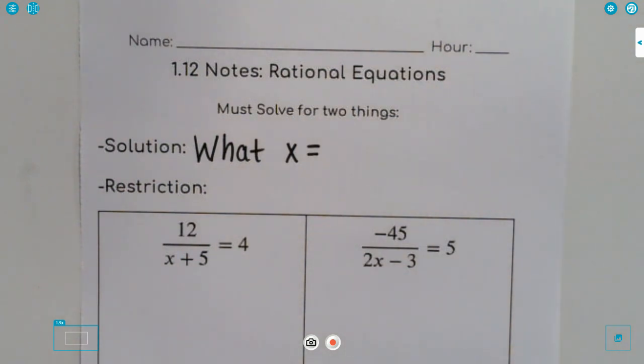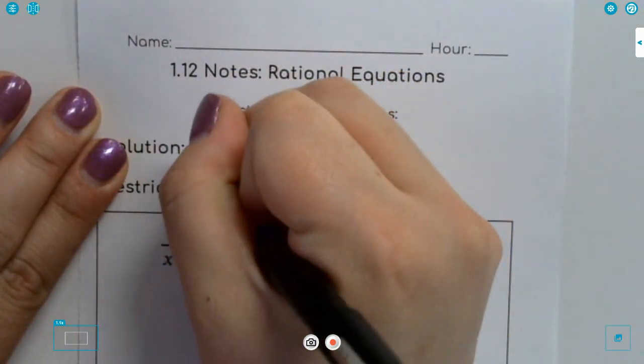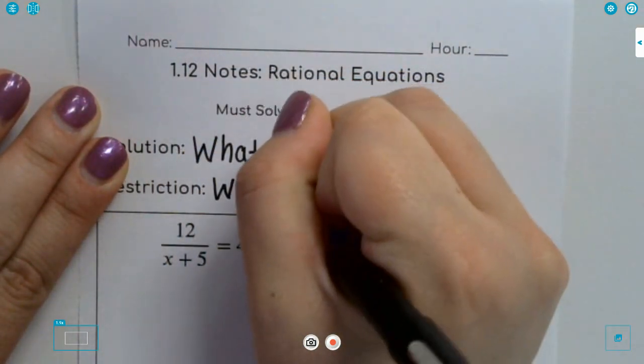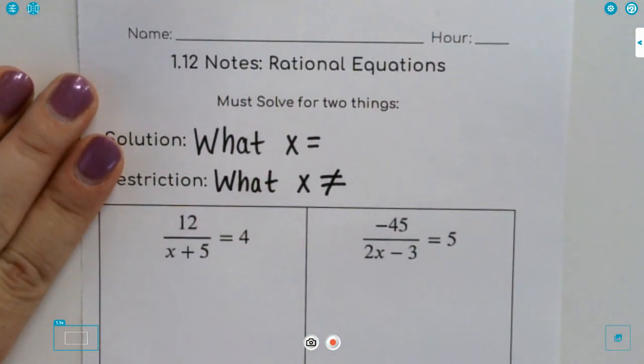The restriction to an equation is what x cannot equal. So I'm going to put an equal sign with a slash through it.